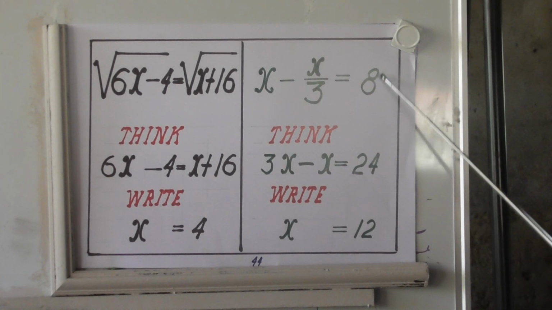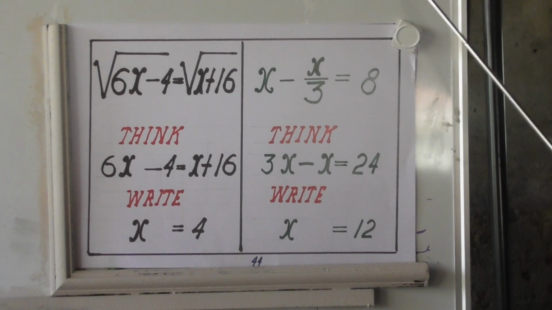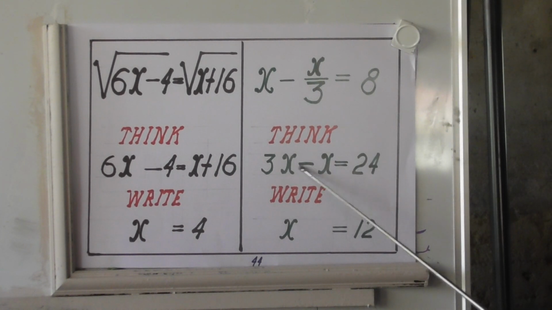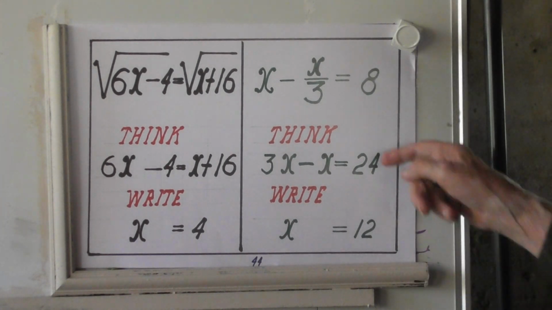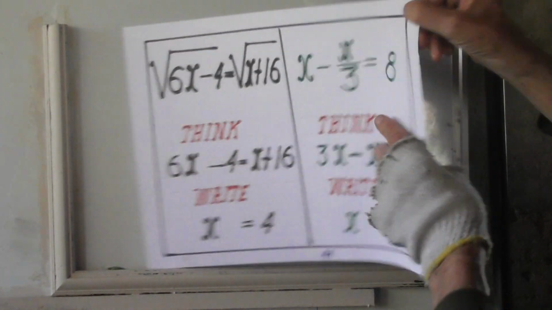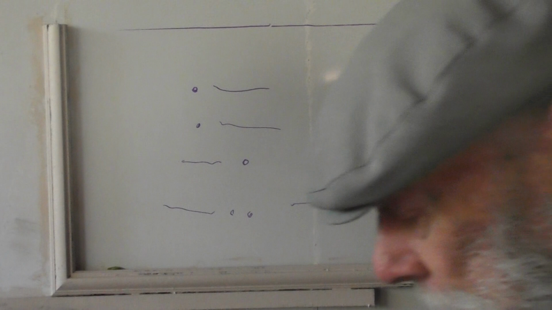And 3 times 8 is 24, we learned it in 24. 2x is 24, x is 12. You only think this and you write this. No such thing as show the necessary working. How can that be necessary?